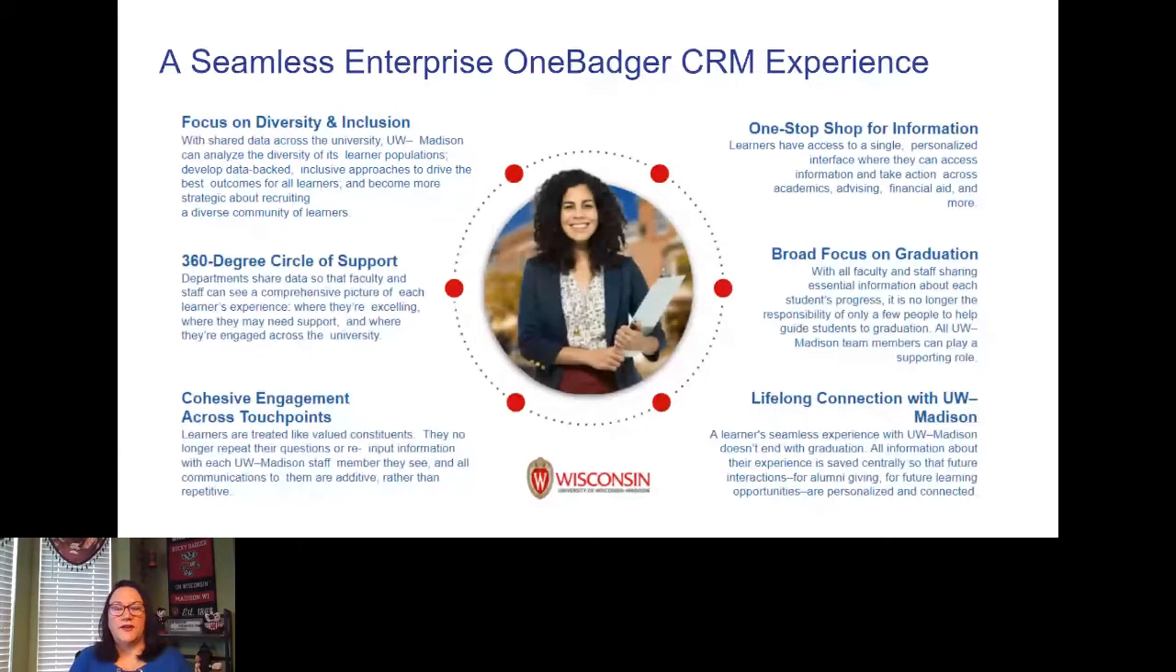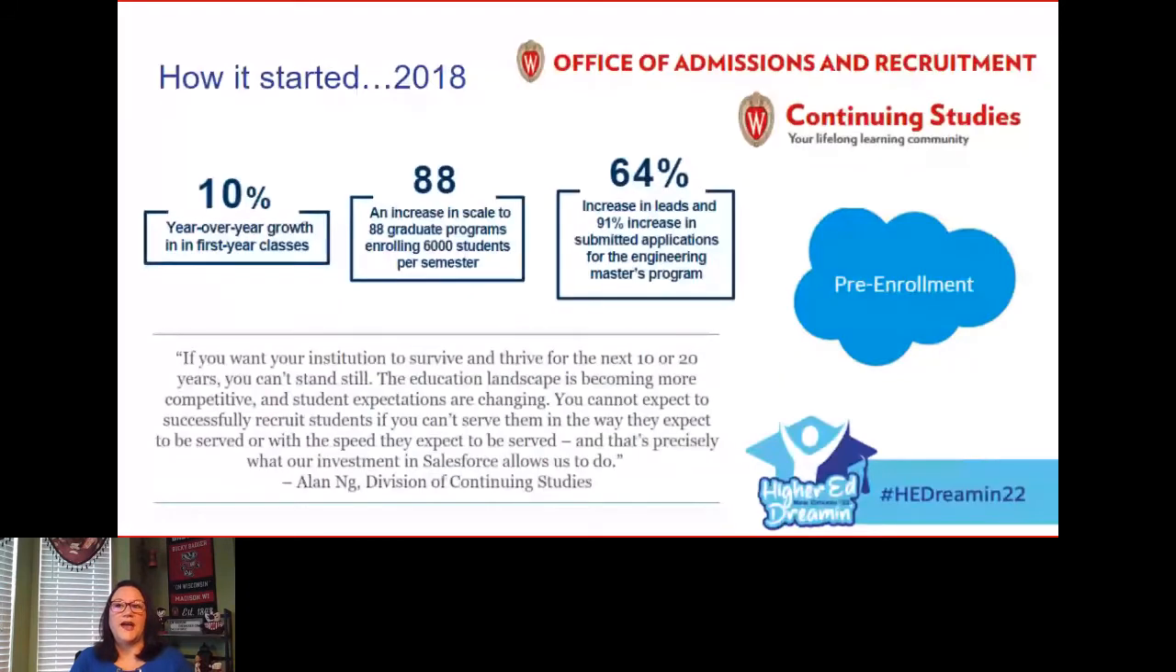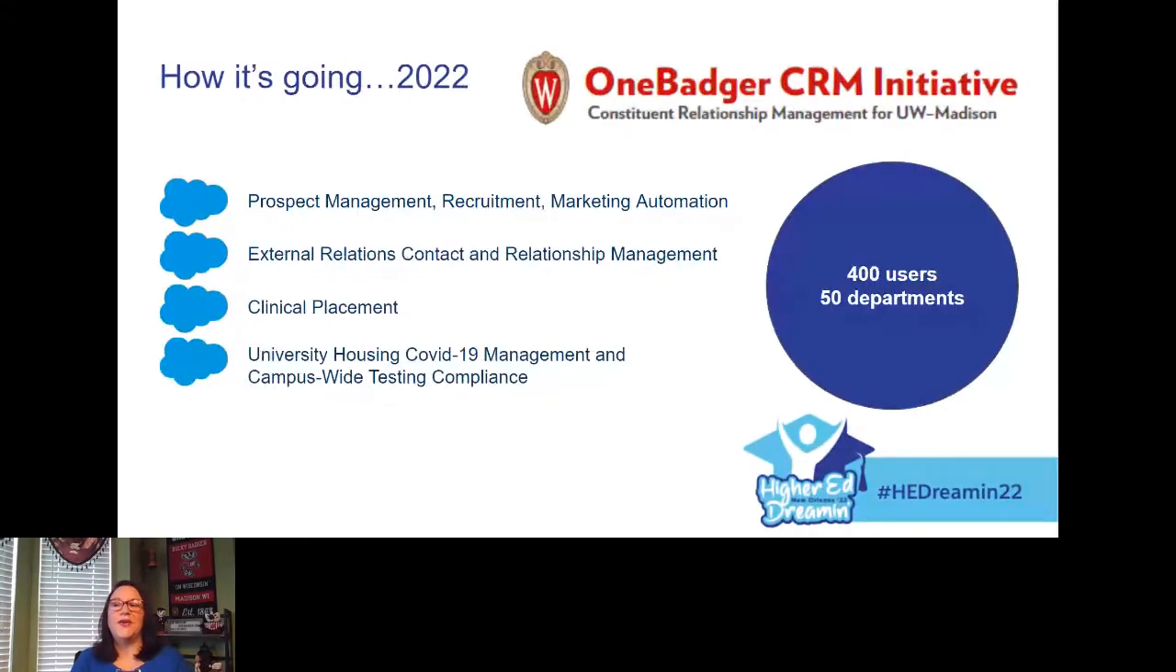So we talked about how it started in 2018. Well, now how it's going in 2022. We officially have the OneBadger CRM initiative up and running, and prospect management, recruitment, and marketing automation is going strong. We've also got a Salesforce org for external relations, contact, and relationship management. We've also built a custom solution. We call it clinical placement, but really think about it as an alignment between students and school districts for our students who need to do student teacher placement.